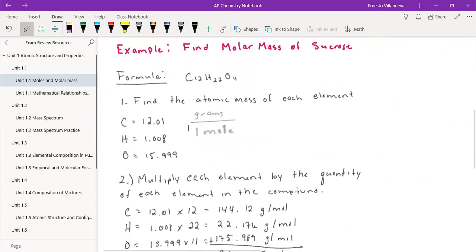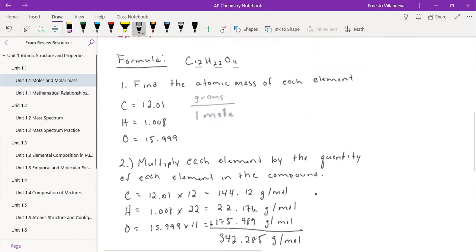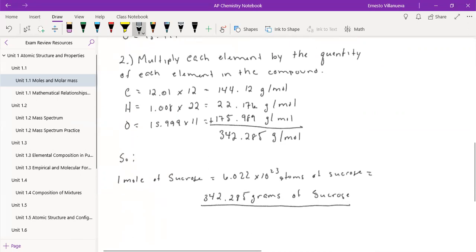Then we multiply each one by the quantity. So you take a look at these numbers. These are the subscripts that tell you how many of each you have in the compound. So we multiply 12 times 12.01, we multiply 1.008 times 22, multiply 15.99 times 11, and we end up with an atomic molar mass. So this is equal to your molar mass.